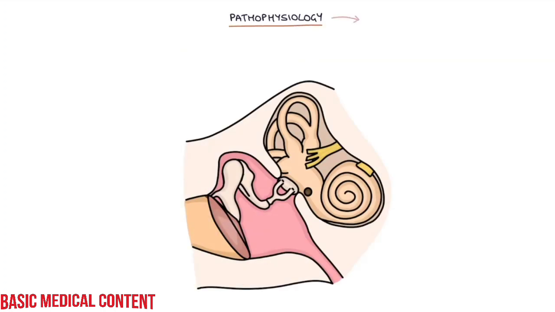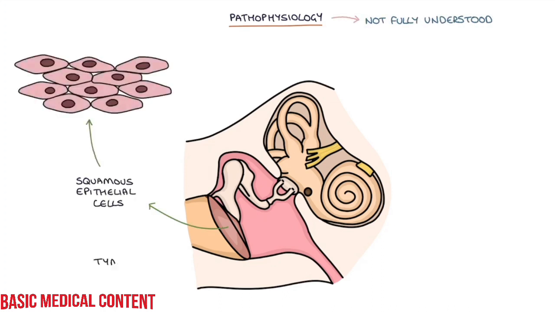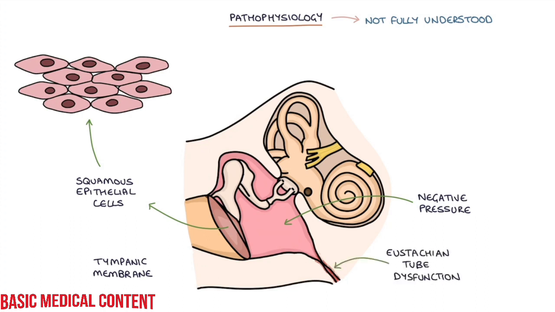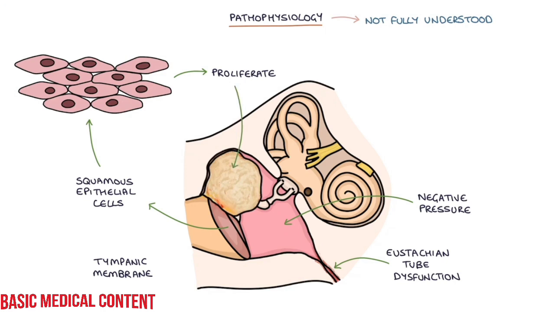Let's talk about the pathophysiology. The pathophysiology of cholesteatomas is not fully understood. Squamous epithelial cells originate from the outer surface of the tympanic membrane. The main theory is that negative pressure in the middle ear, caused by eustachian tube dysfunction, causes a pocket of the tympanic membrane to retract into the middle ear. Essentially, a small area of the tympanic membrane gets sucked inwards. The squamous epithelial cells of this pocket continue to proliferate and grow into the surrounding space, the bones and the tissues.